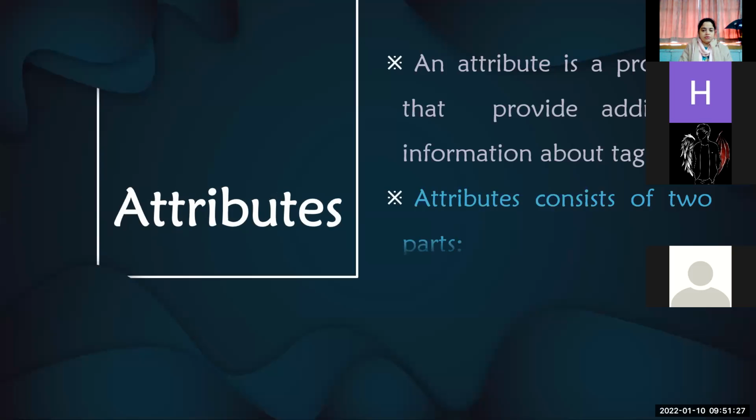And every attribute is having 2 parts, a name and a value. What will be the name of the attribute? What is the value of the attribute? Like BG color is the name of attribute to define the background color of web page is equal to pink. Pink is the value of that attribute of BG color.